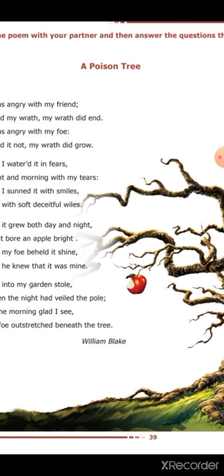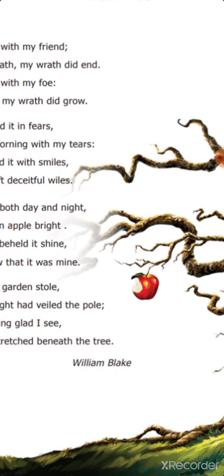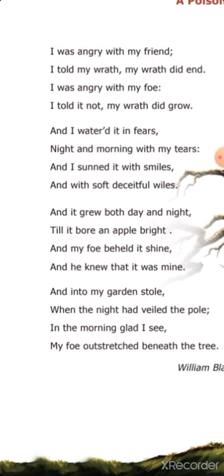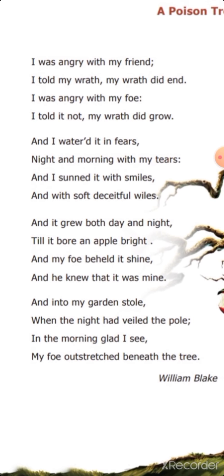Okay, can you see this Poison Tree? Yes, this is the poison tree and this is the apple. First stanza: I was angry with my friend. The meaning of this line is, I was... who does "I" refer to here? I refers to the author, that is, the poet William Blake. Okay, I was angry with my friend.